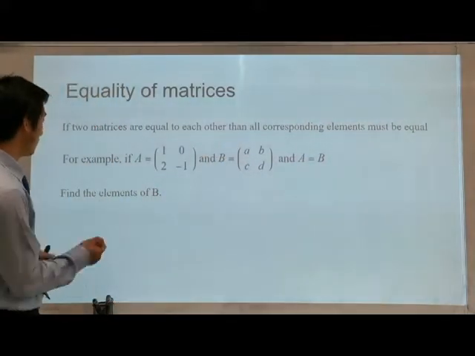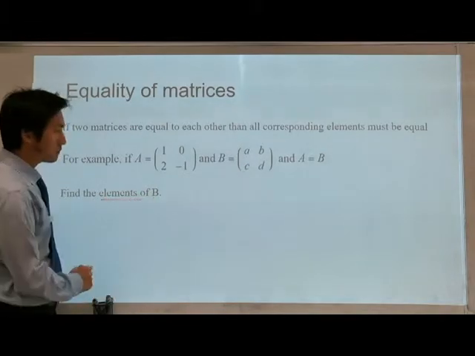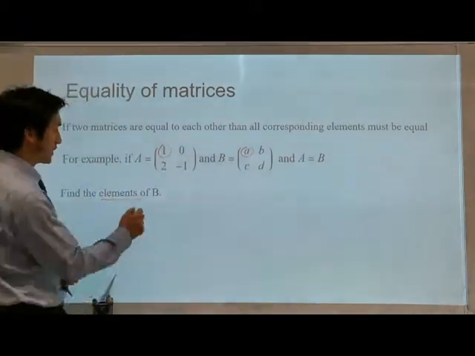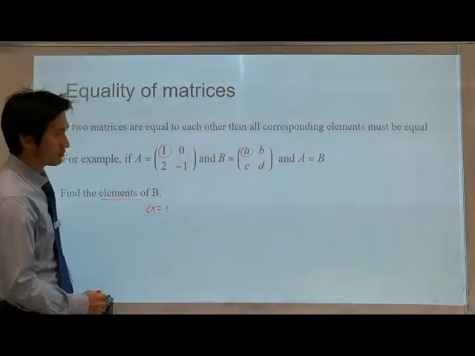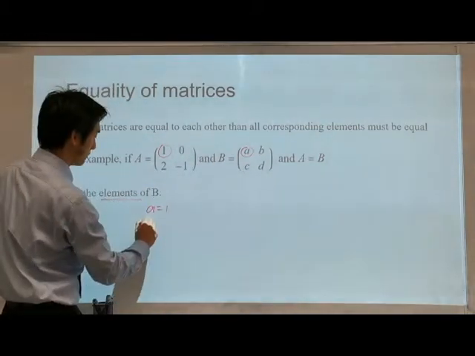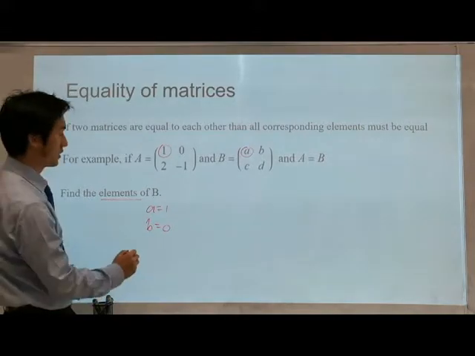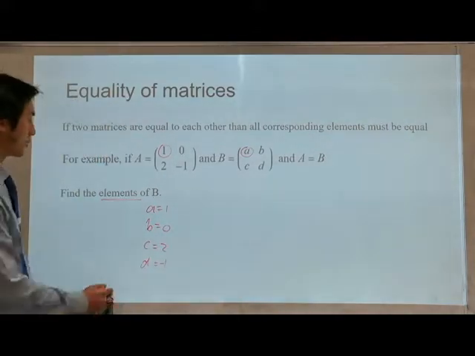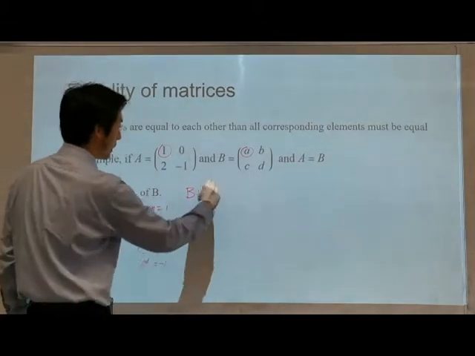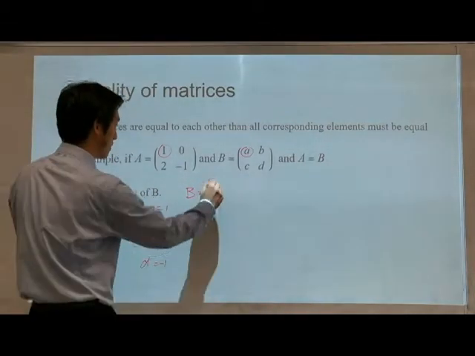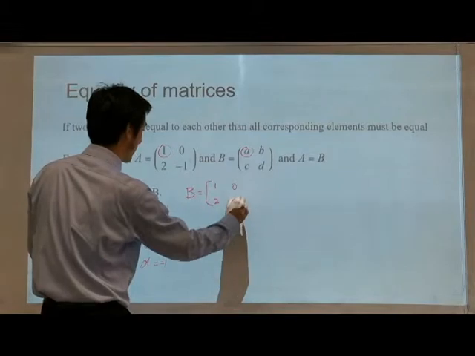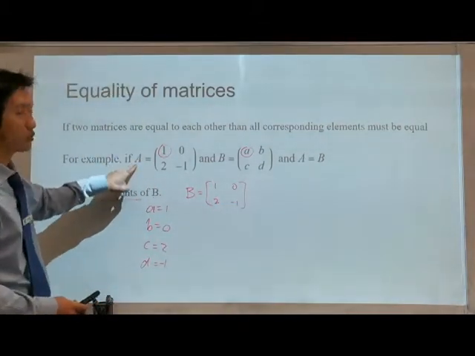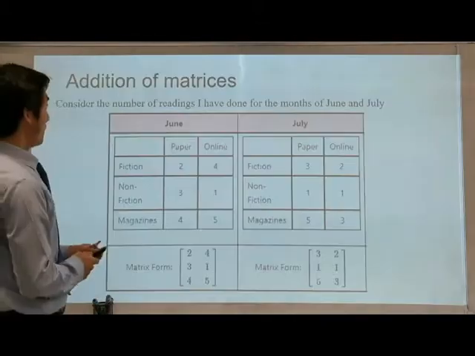So as an example, find the elements of matrix B. So here's matrix B. We look at the corresponding entries. In this case, A is equal to 1, B is equal to 0, and you can read off the others as well. C is 2, D is -1. So in other words, we can rewrite matrix B as 1, 0, 2, -1. If we haven't mentioned it yet, matrices can be described with a single capital letter.